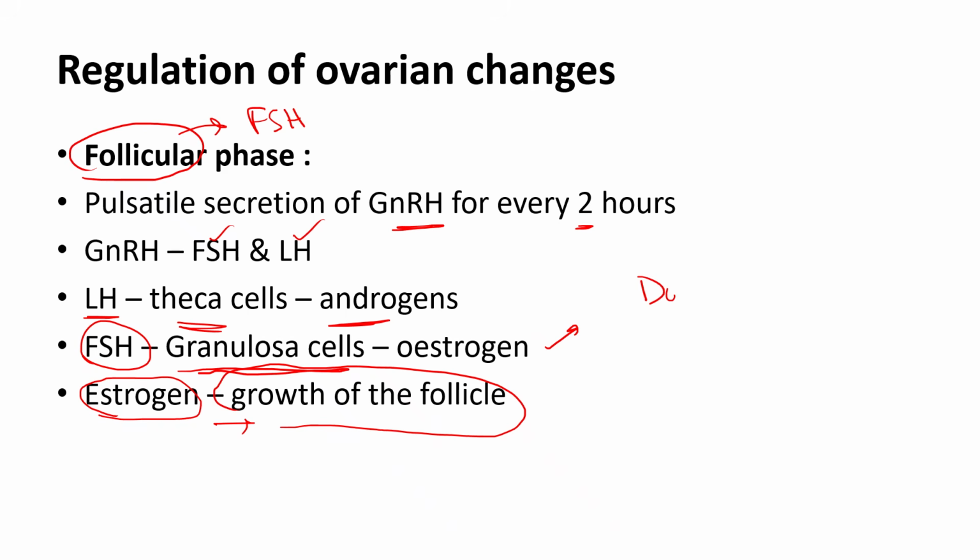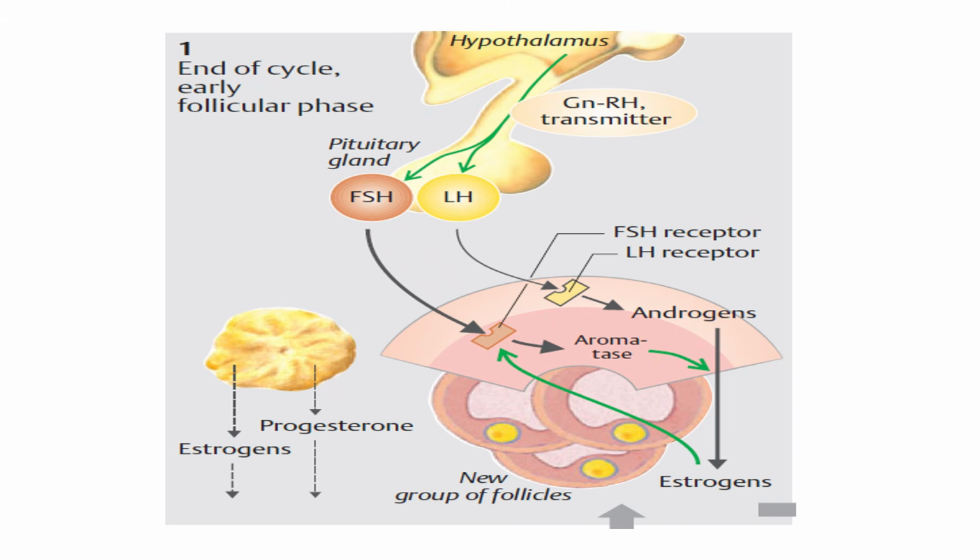So the dominant follicle is the one which has more FSH receptors. The more FSH receptors, the more estrogen, the more growth of the follicle. So the dominant follicle is recruited in that way. Early follicular phase: GnRH, FSH, LH. This LH will act over theca cells and these theca cells will produce androgens. FSH will act over granulosa cells. Granulosa cells contain an enzyme aromatase which converts these androgens into estrogens.